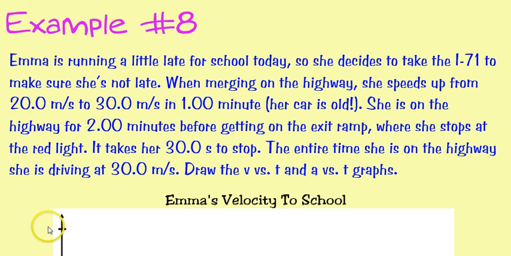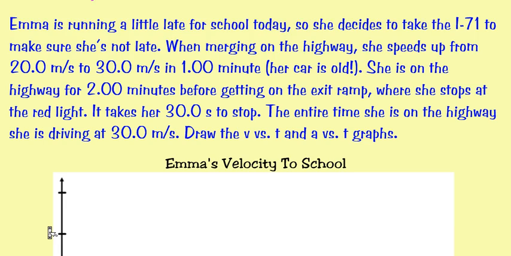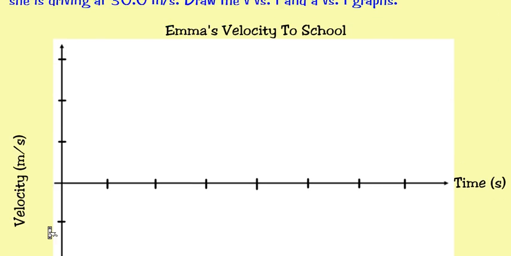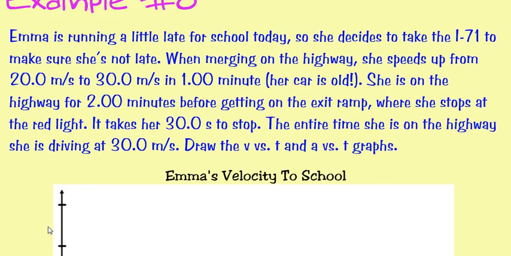When I look back at my problem, I see that it gives me time in minutes. But just as we do for problems, we need our units to match. So since my velocity is in meters per second, I chose time to be in seconds on my problem. If I look at all the time, I see that I've got 1 minute plus another 2, so that gives me up to 3 minutes, and then 30 seconds to stop. So 3.5 minutes. That's going to help me judge how much time I need on my x-axis.